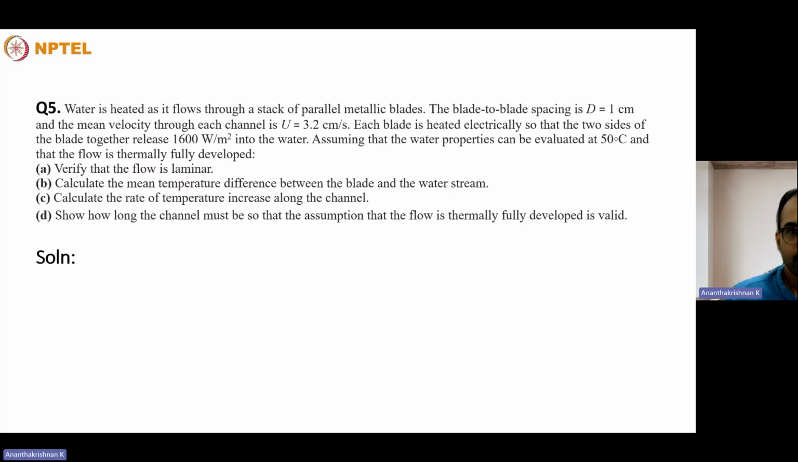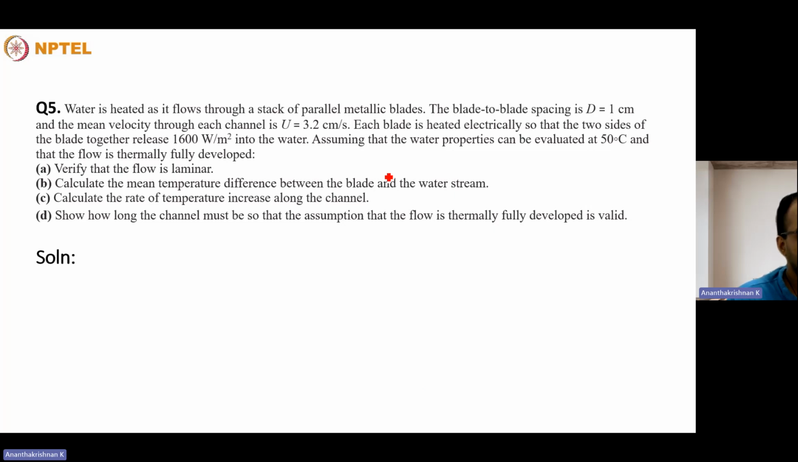Now we can look into the fifth problem. Water is heated as it flows through a stack of parallel metallic blades. The blade-to-blade spacing is d equal to 1 centimeter, and the mean velocity through each channel is u equal to 3.2 centimeter per second.